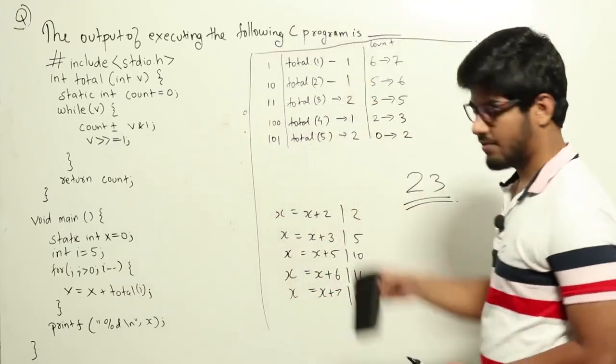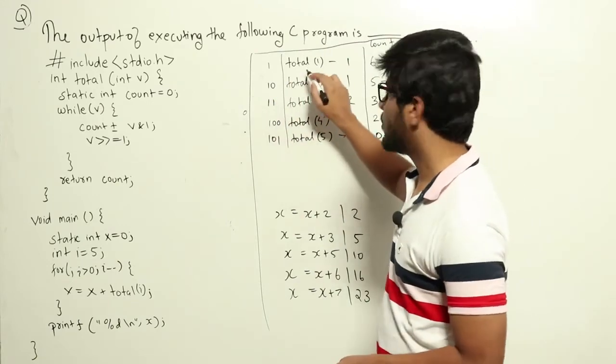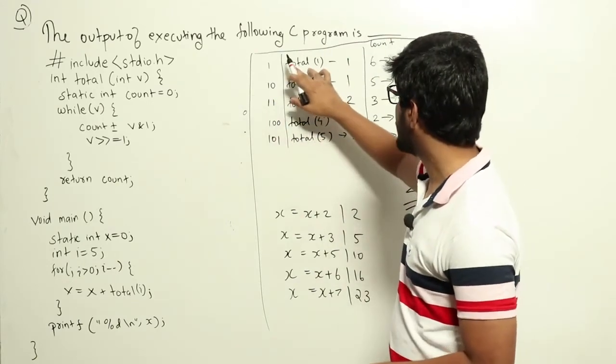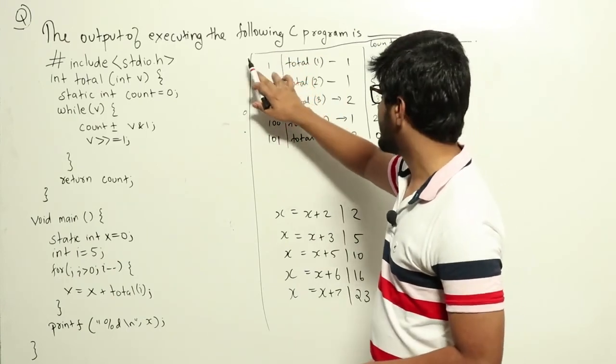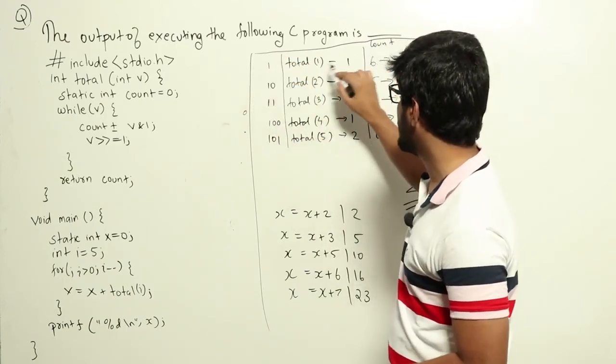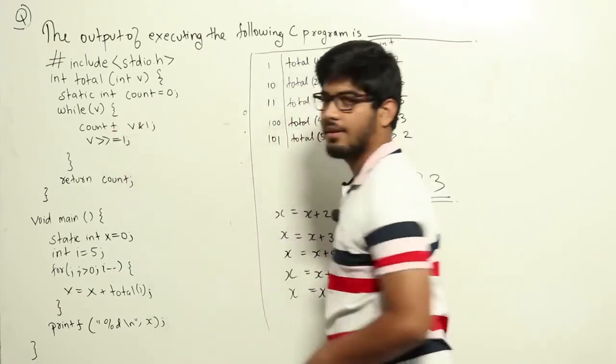Let us see what happens when we call total with different numbers. Let us see, we are calling total of 1. When we call total of 1, the number is 1. How many bits are 1? That is only 1. So total of 1 will add 1 to count.